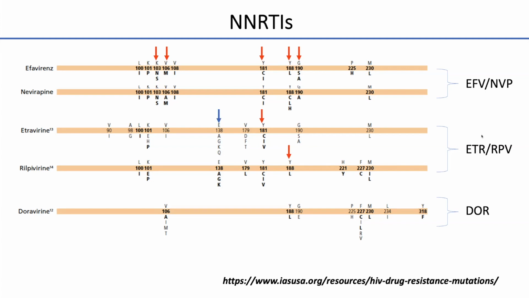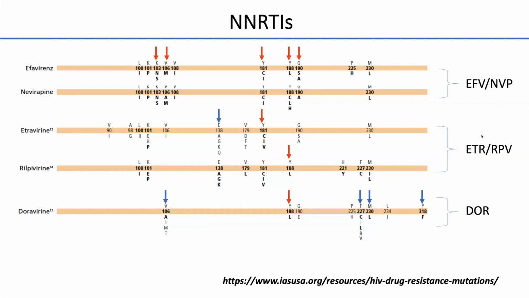Etravirine, however, has a higher genetic barrier to resistance and often requires 2 or more mutations before complete activity is lost. Y181 mutations are important for both etravirine and rilpivirine, while Y188L is important for rilpivirine. E138 mutations are particularly and probably uniquely relevant for rilpivirine. Doravirine has a unique resistance profile.